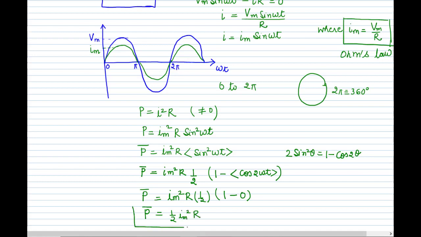So whenever you are giving the AC current, the AC voltage to any of the resistance, then the average of power is half Im square R. So this is the average.